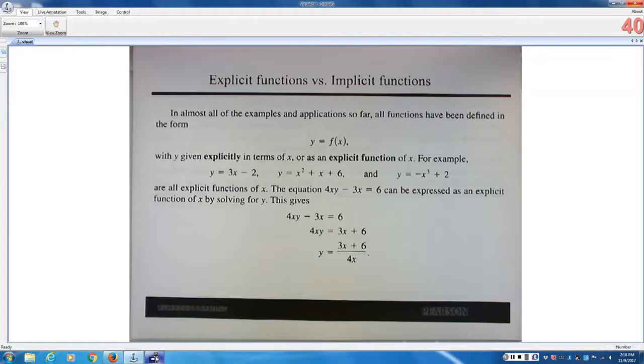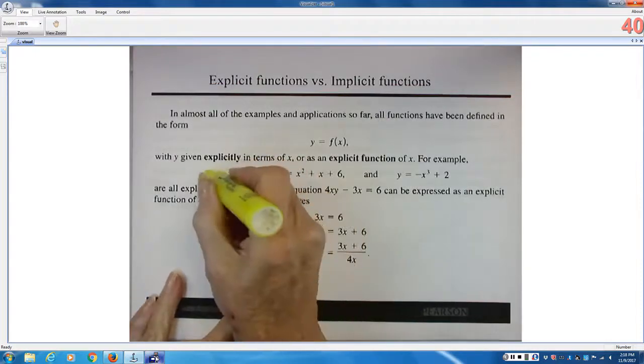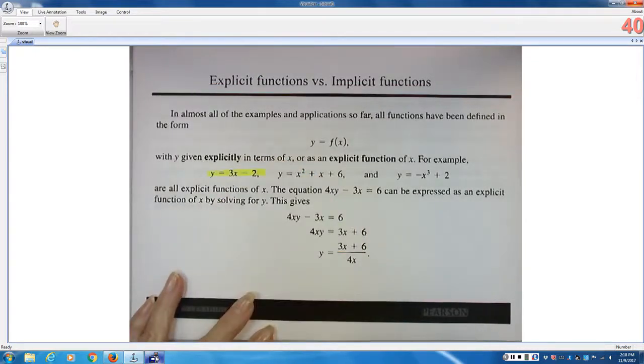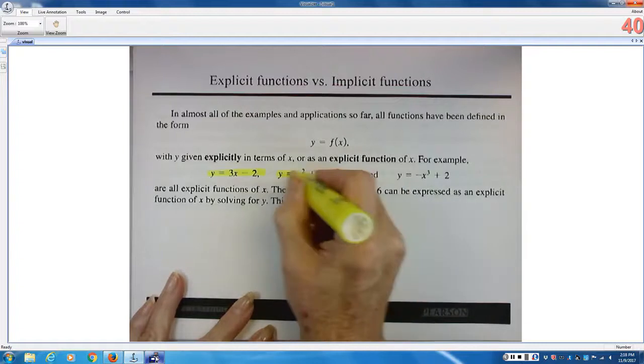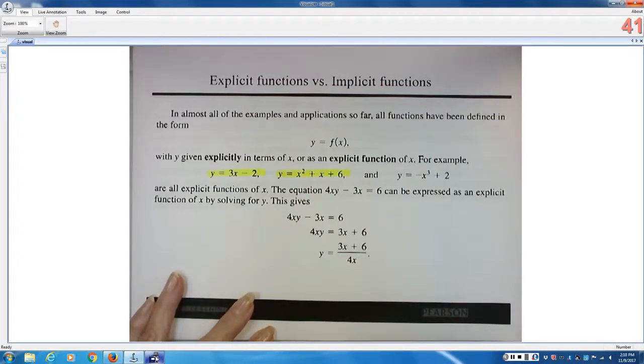So explicit functions are functions like this linear equation, that quadratic equation, that cubic equation, logarithmic equations, exponential equations, rational equations. Those are all explicit functions. They can be solved for one of the variables. Implicit functions, we can't do that.